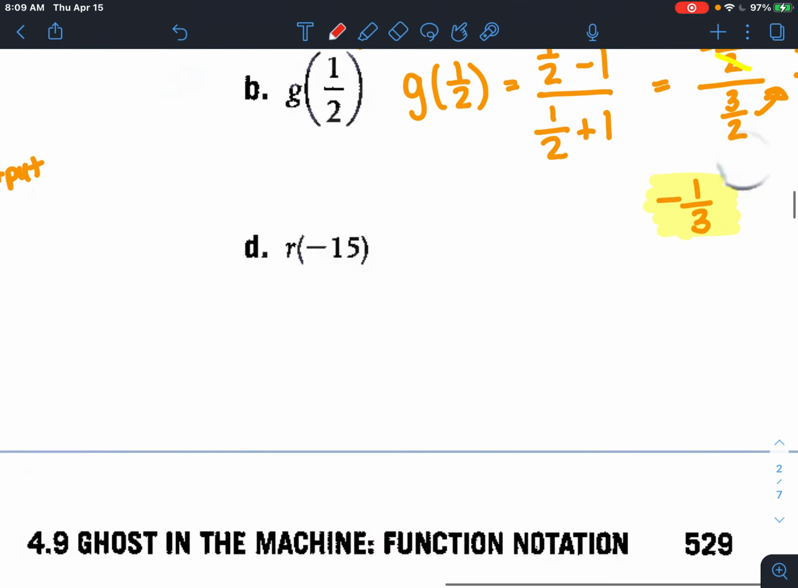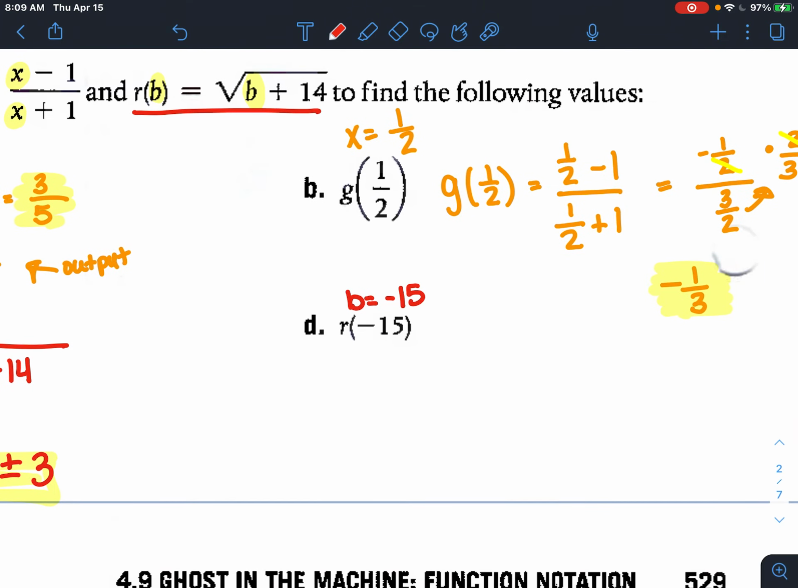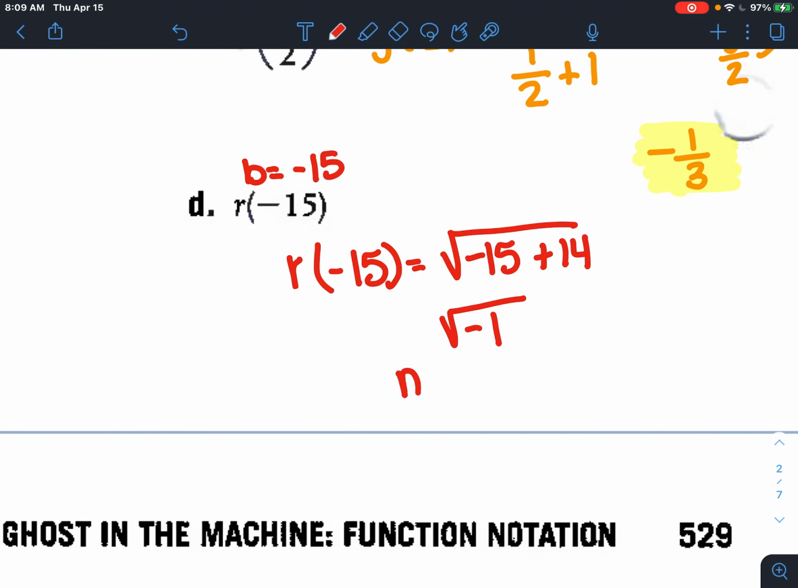And then r of negative 15. So again, b equals negative 15. I'm looking at function r. So r of negative 15 equals square root of negative 15 plus 14, which will give me a negative 1. I can't have a negative 1 under the radical sign. So my answer for this one is not a real number. This would be an imaginary number, which I know some of you have seen before, but in this class we are not looking for imaginary numbers.